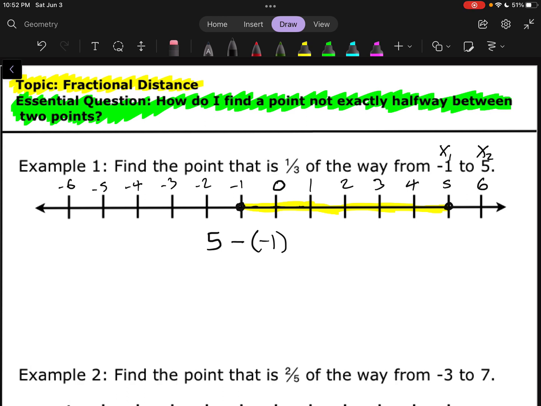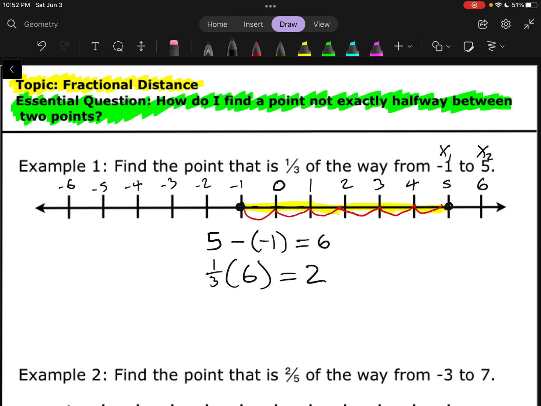Since 5 minus -1 flips positive, that's 5 plus 1, which is 6. And that tells me how far away those are. That means it's 6 units to get from -1 to 5, and we can definitely see that: 1, 2, 3, 4, 5, 6. So that makes sense to us. It's 6 units away, but we don't want to go the whole 6. We only want to go 1/3 of that way. So what is 1/3 of 6? 1/3 times 6 is 2. So we don't want to go 6, we only want to go 2 over.